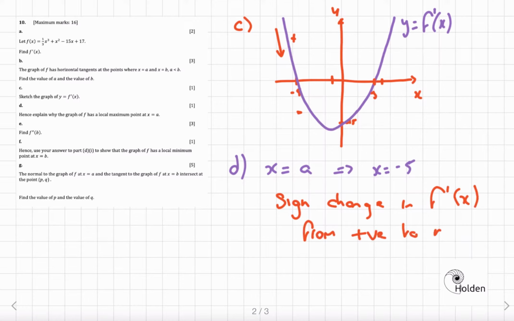Okay, let's keep writing the words. So there's a sign change from positive to negative. If we were looking at that on a diagram, we would be positive coming into minus 5, 0 at minus 5 and negative afterwards, so local max. We do need to state that it is a local max at that point, but it's because we have a sign change from positive to negative.